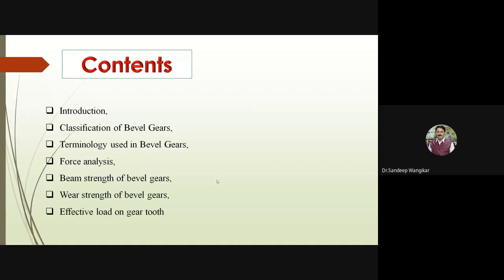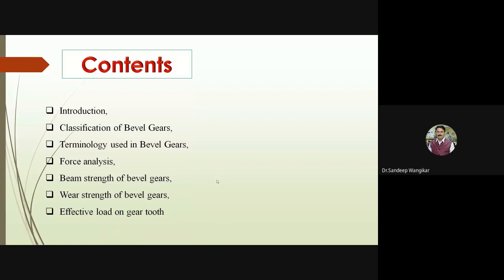Then force analysis of bevel gears, what are the components that will be contributing in the force analysis, and how we can calculate the components, what is the formula for calculating the component, and how you can show in the free body diagram, how we can represent. Then the beam strength of the bevel gears: we have an equation for spur gear, SB is equal to MB sigma By. So how that equation gets converted for bevel gear, that we will be discussing. Then wear strength for bevel gears, and then calculation of effective load acting on the bevel gear.